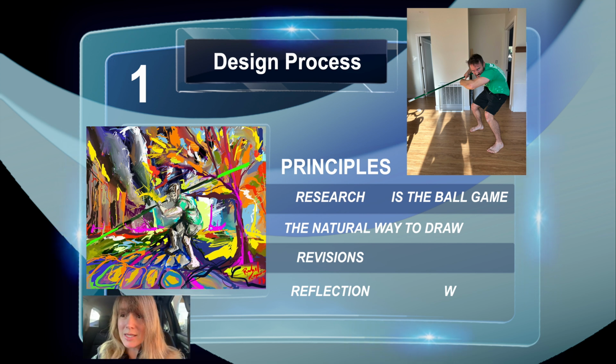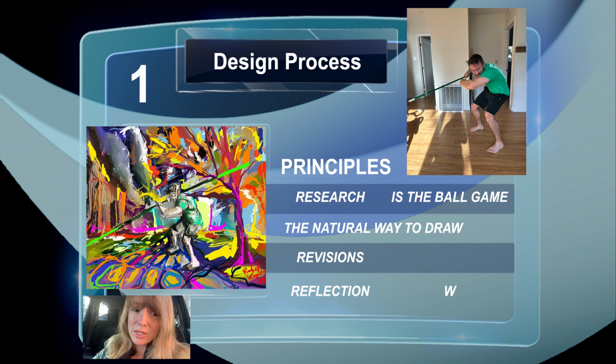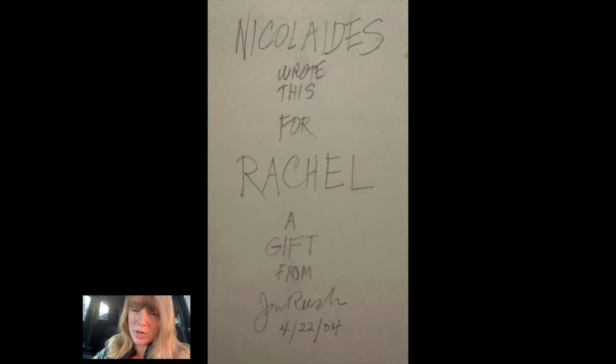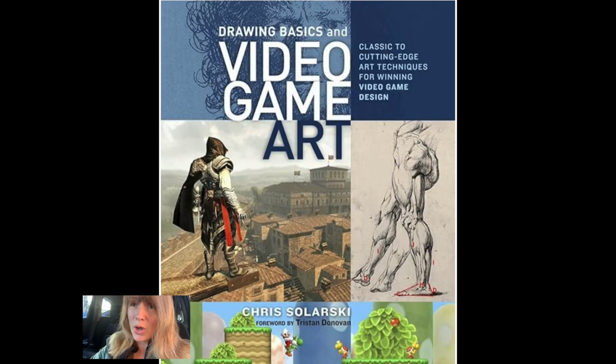Again, the goal of this is to improve our sustained investigation for AP Art and make those discoveries through narrative. So a video game goes through a story. I am doing this unit because I realized I never taught the natural way to draw. My teacher, John Rush, gave me the book The Natural Way to Draw by Nicolaides. The job of the teacher, as I see it, is to teach students not how to draw, but how to learn to draw. So what is this process of inspiration that's going to move you?